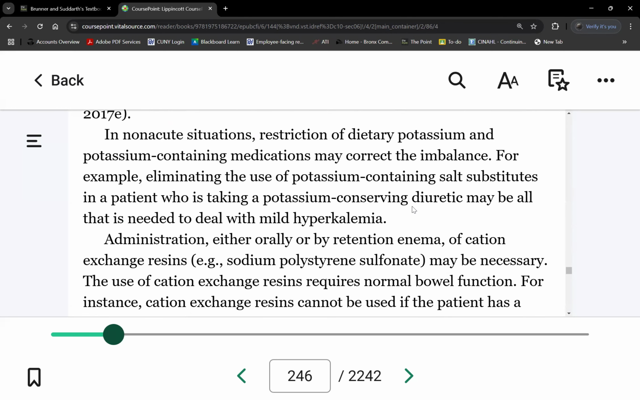So let's start with non-emergent, non-acute situations, meaning mild hyperkalemia, say 5.2, 5.3, under 5.5. Sometimes it doesn't require interventions. You just treat the underlying cause, what's causing this. Maybe it's a medication, so stop that, or maybe it's diet. But if we can't identify the cause, we have to treat it.